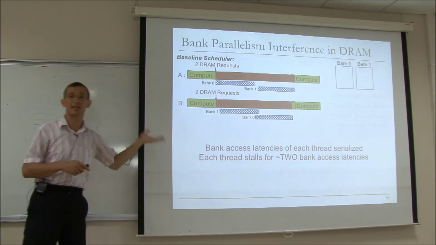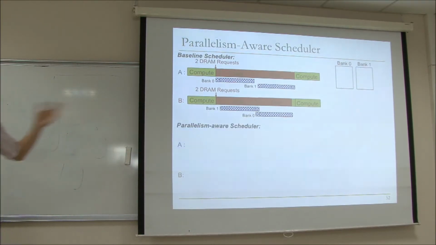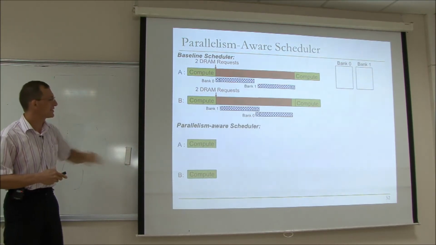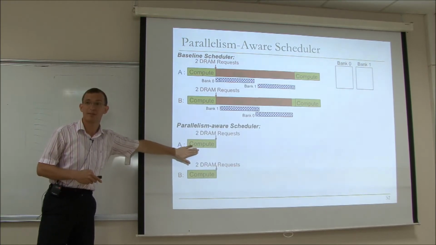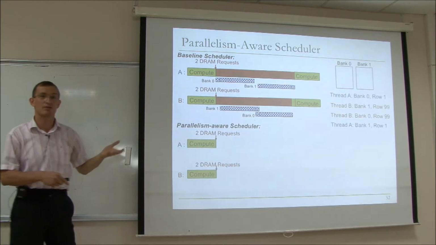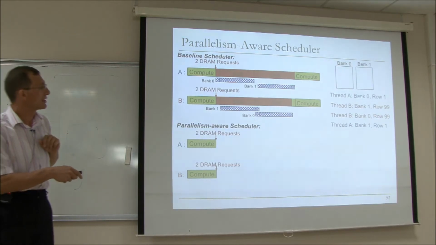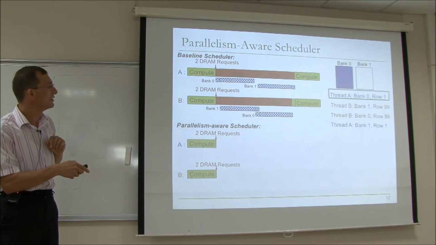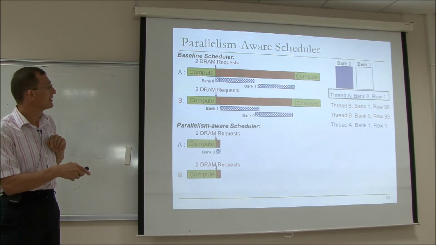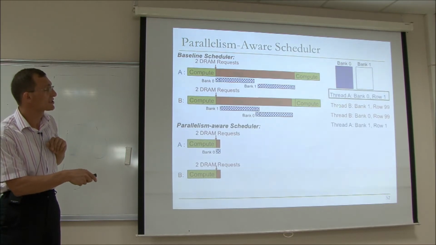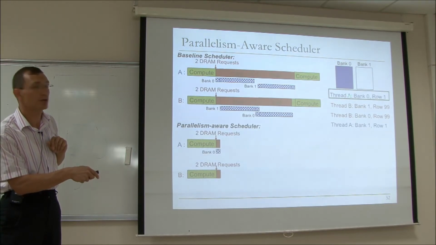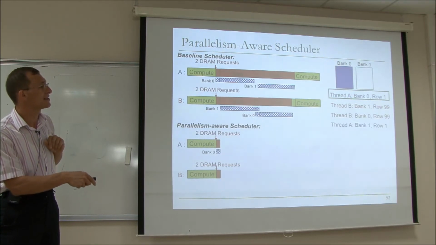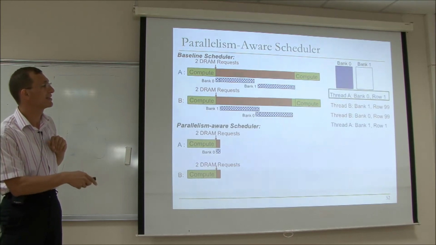So the key question is, can we do much better than this? What would a parallelism aware scheduler do? I've already shown you what it would do, but I'll give it in a different way. Basically, these two threads compute and they generate 2 DRAM requests each. These requests arrive in the same order that I've shown you before. The memory controller, let's say, takes thread A's request to bank 0 and schedules it. And while this is going on, instead of taking the next request, which is thread B's request to bank 1, which would destroy the parallelism of thread A in the banks, the memory controller realizes that there is another request from thread A to bank 1, and it takes that request and schedules it.